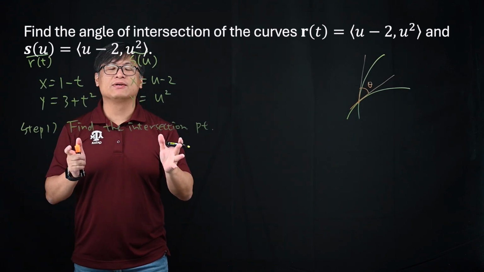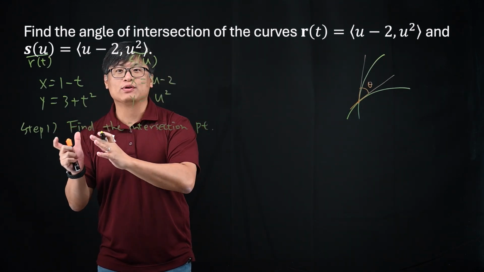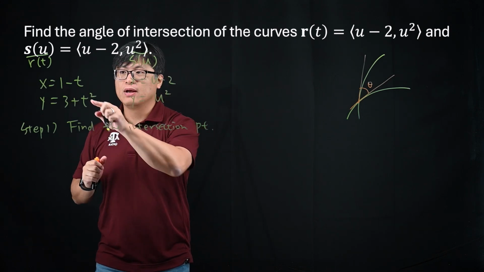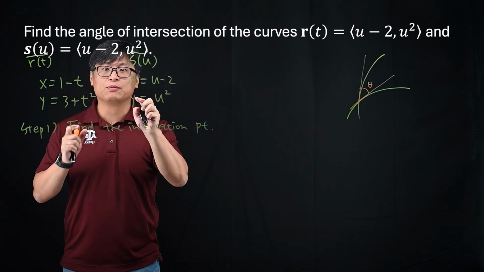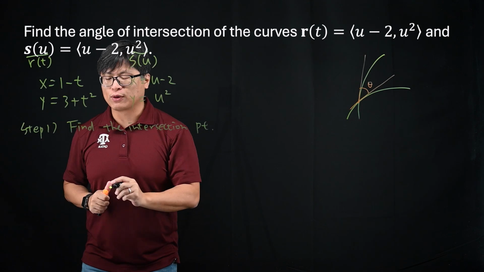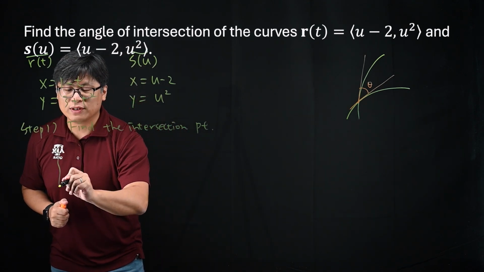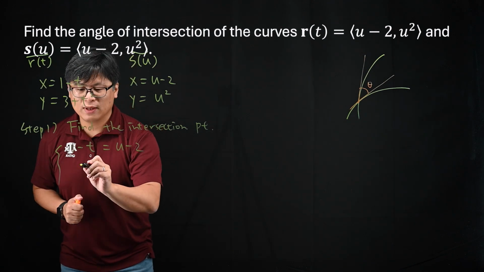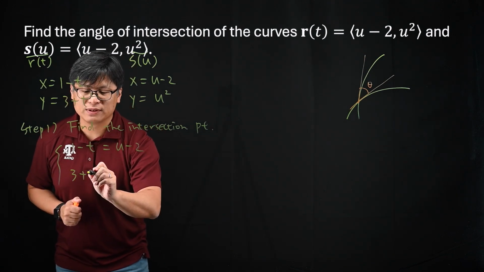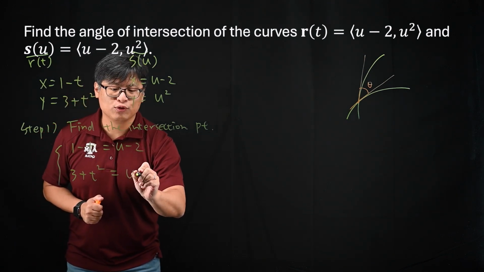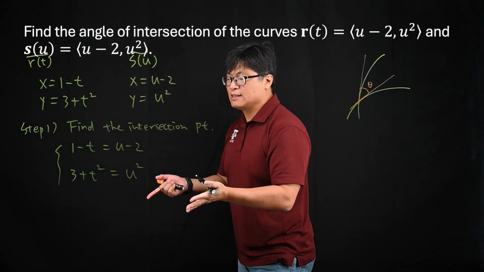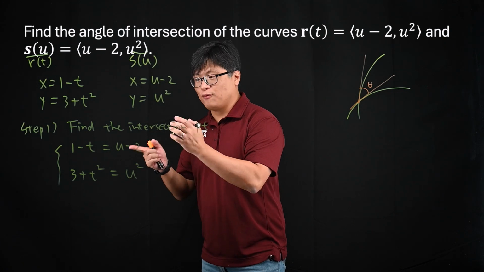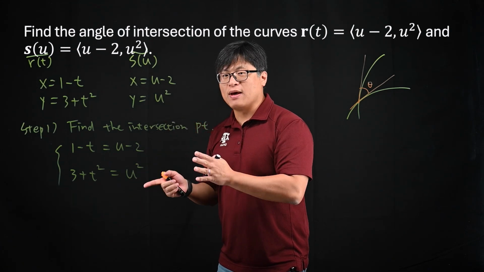Basically, intersection point means your x components are the same and y components are the same, okay? We will apply that concept here. These x components must be the same as each other and y components as well. Then we can have two equations. First one is 1 minus t equals u minus 2, and y component 3 plus t squared must be equal to u squared. As you can see, it is a system for t and u. We can solve it, right?